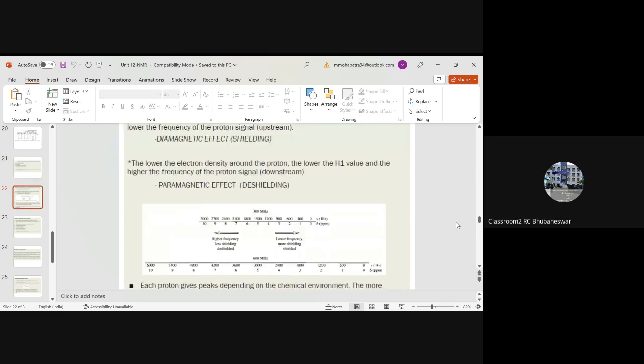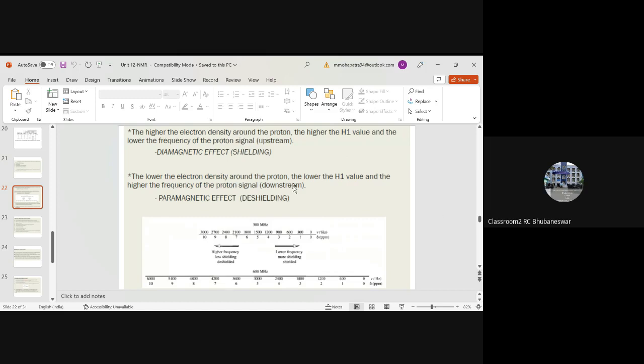And if you see this slide, the higher the electron density around the proton, the higher the H1 value and the lower the frequency of the proton signal. It means it will be showing you a shielding effect. You can see this figure. On the x-axis, the delta chemical shift in ppm is mentioned, and just above that you can see your frequency in hertz.